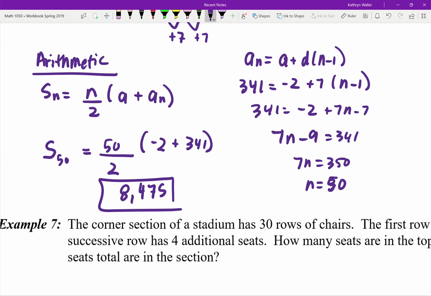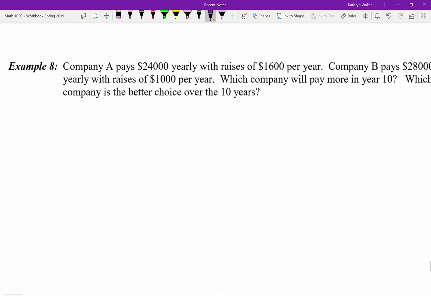Do I think there will be a problem on your final from this section? I do not. Could there be? Yes, I know. Everyone's like, oh, I know. I've never seen one. Doesn't mean there won't be, but I've never seen an arithmetic. Okay, it would be nice.